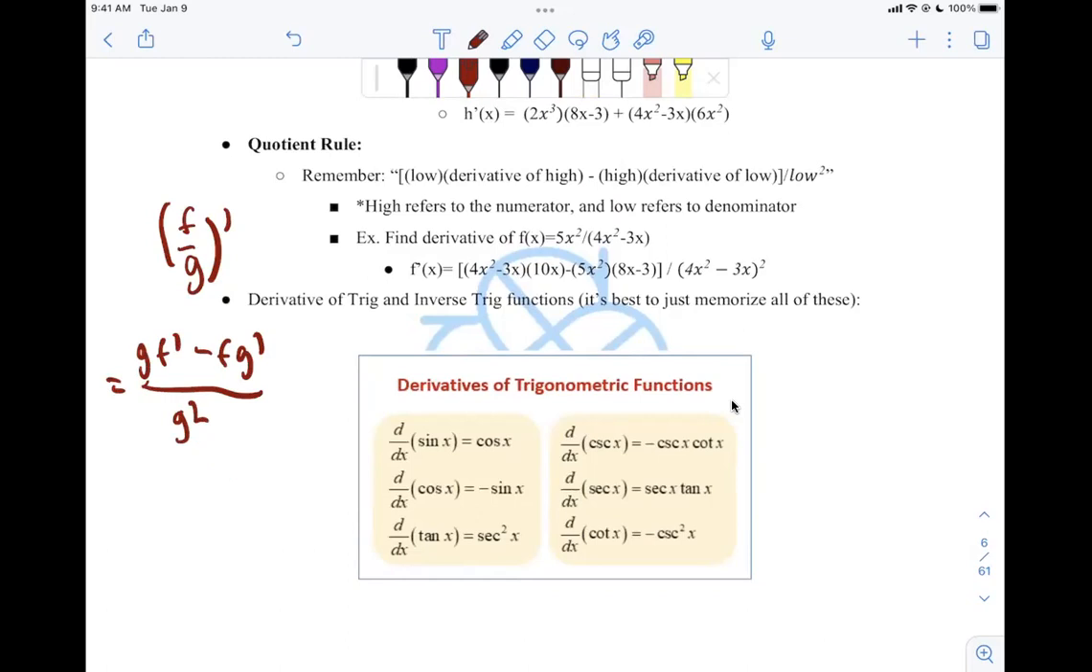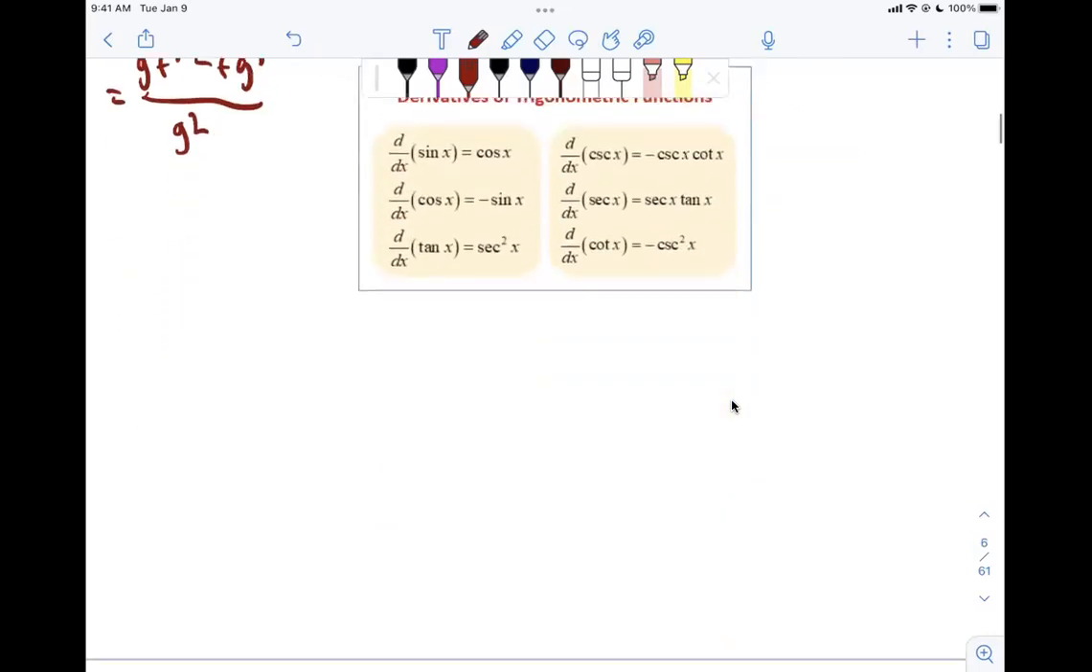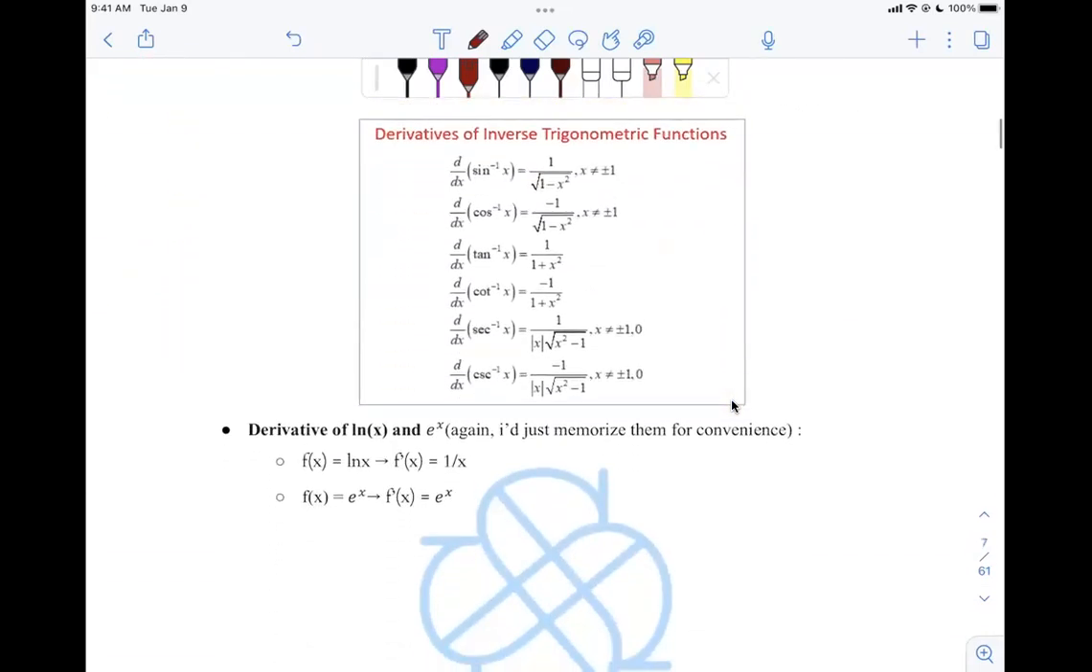Because the denominator is 0. Here are some common derivatives of trigonometric functions that are good to remember. The derivative of sine is cosine, the derivative of cosine is negative sine. You don't have to remember the other ones because you can just work them out using the quotient rule. That's what I do. But if you prefer to remember them, you can. So here they are. And then here are the derivatives of the inverse trig functions. If you want to copy those down, I'll wait for a moment.